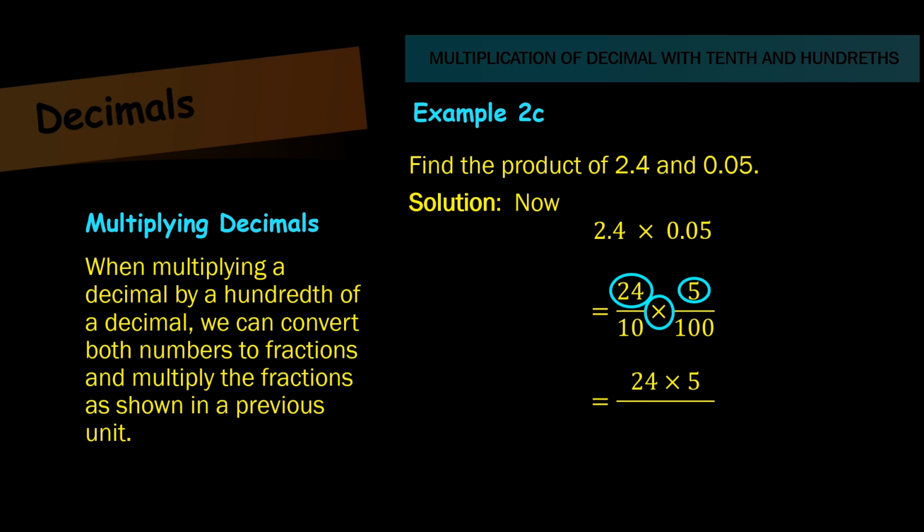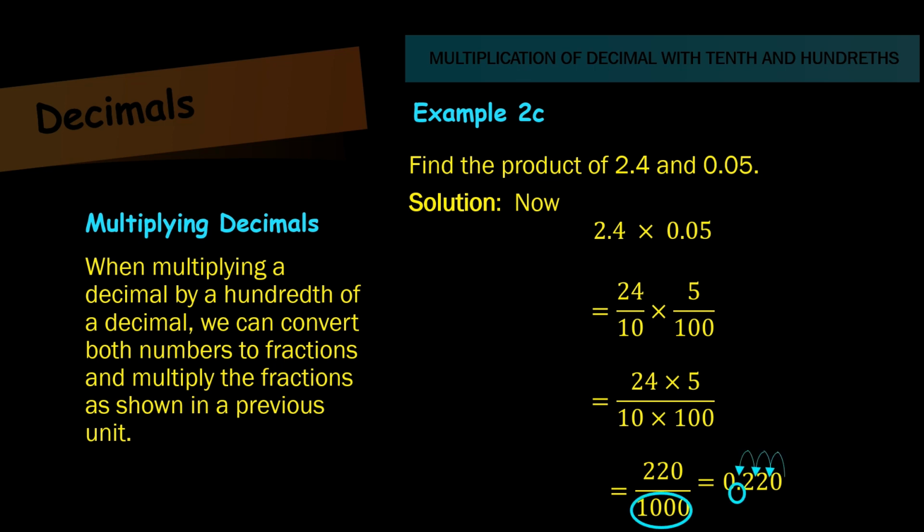Again, multiplying the numerator by the numerator gives 24 times 5, and multiplying the denominator by the denominator gives 10 times 100. And this is equal to 220/1000, which is equal to 0.220. Since we're dividing by 1,000, we move the decimal point 3 places to the left.